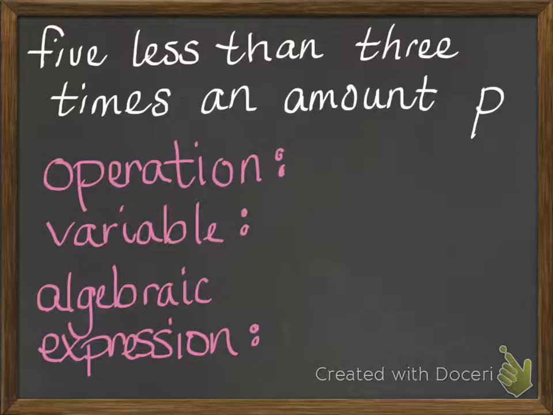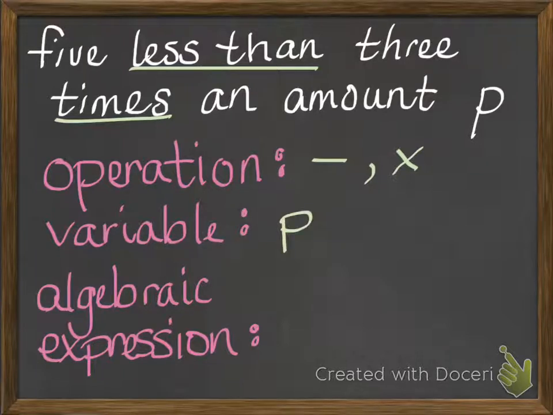Okay, so this one has, sorry, that kind of cracked me up. This one actually has 2 operations in it. 5 less than 3 times an amount p. So I know the operation is going to be subtraction and multiplication. Less than means subtraction, times means multiplication. My variable is the letter p. And then I have to do my algebraic expression. So I'm going to have to really think about this sentence. 5 less than 3 times an amount p.